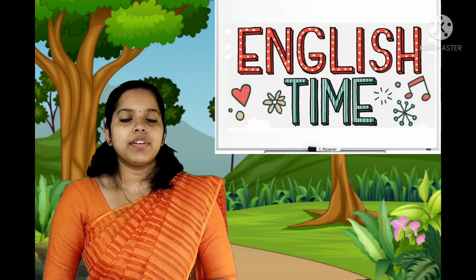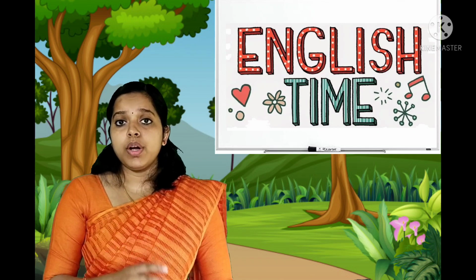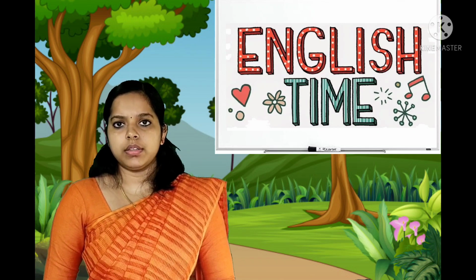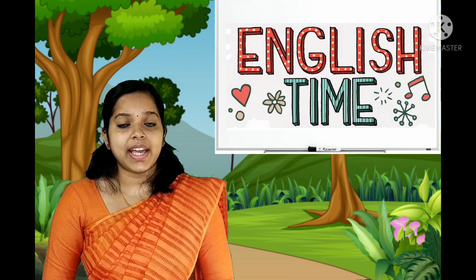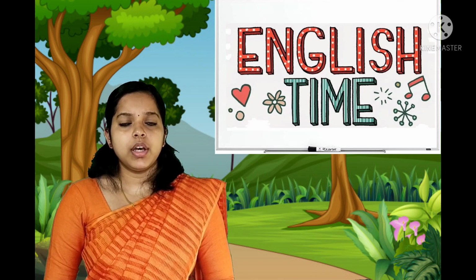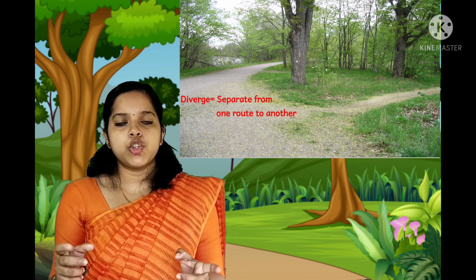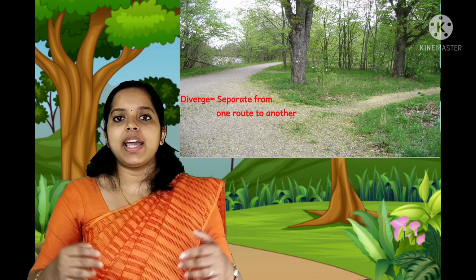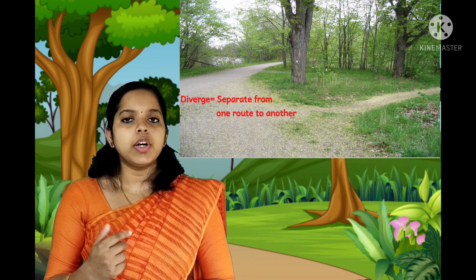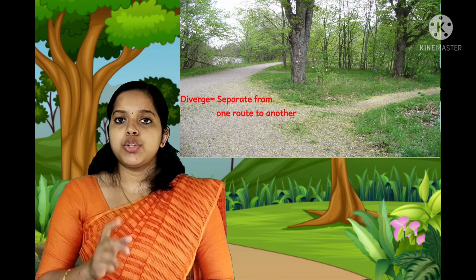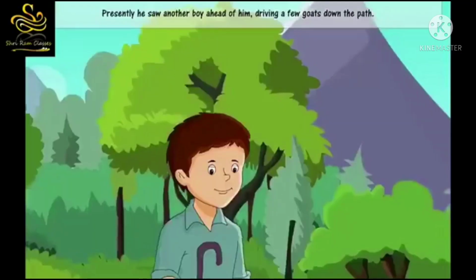Now, after walking for some time, the boy diverged to another path. Did you notice the word diverge? What does it mean? Look at this picture. Yes, in this picture, two roads are diverging. So what will be the meaning? Yes, to turn from one road to another.